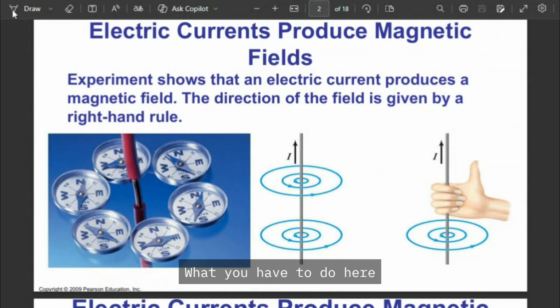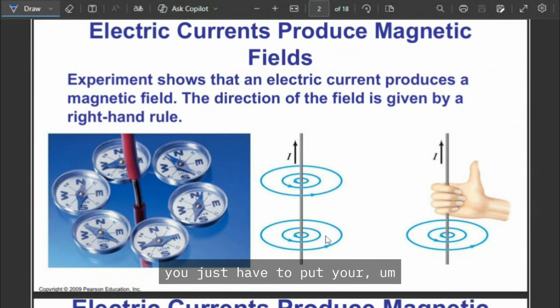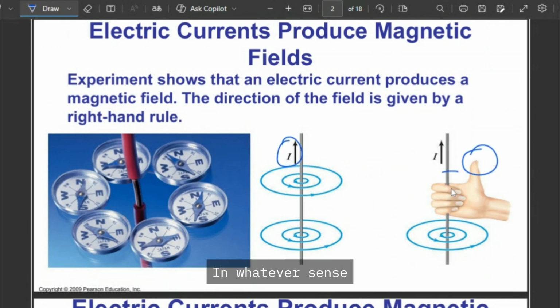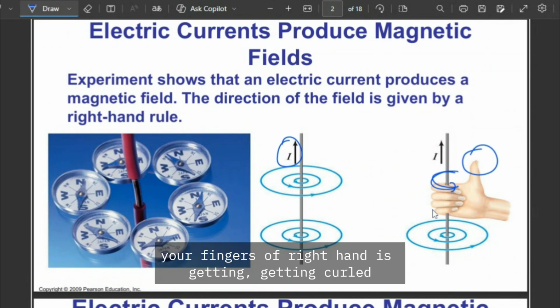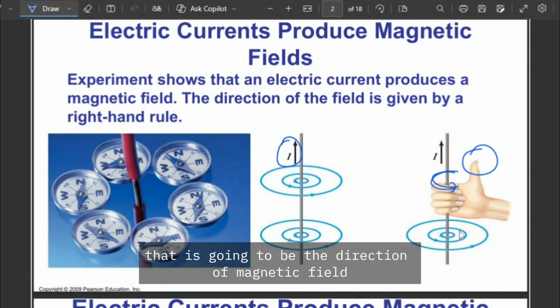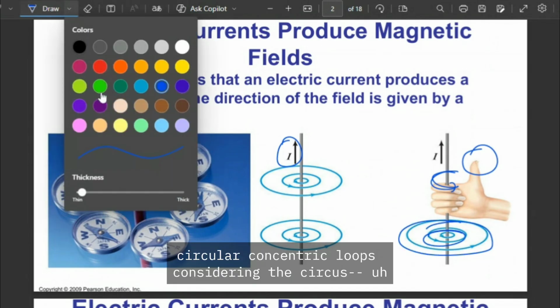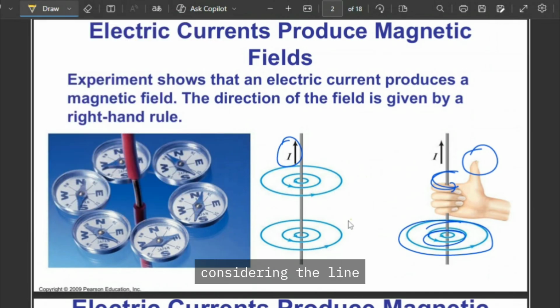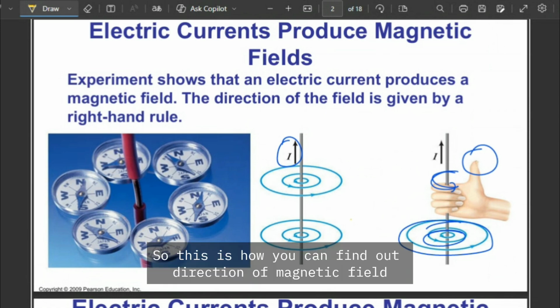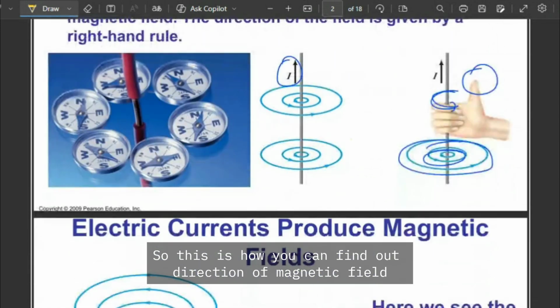What you have to do here is put your thumb in the direction of current, just like this. In whatever sense the fingers of your right hand are curling, that is the direction of the magnetic field, just like this. So these are forming circular concentric loops, considering the line or the wire to be at the center. So this is how you can find the direction of the magnetic field.